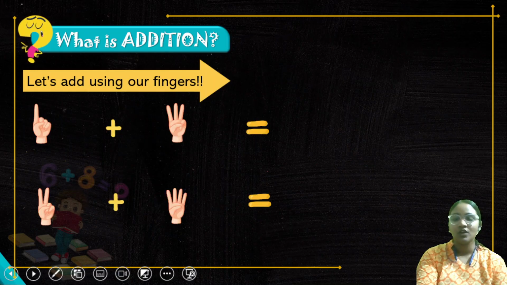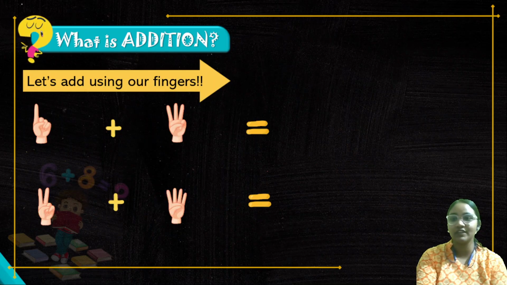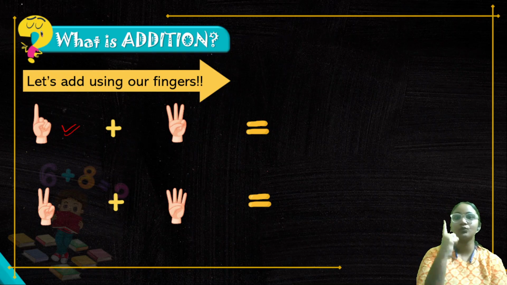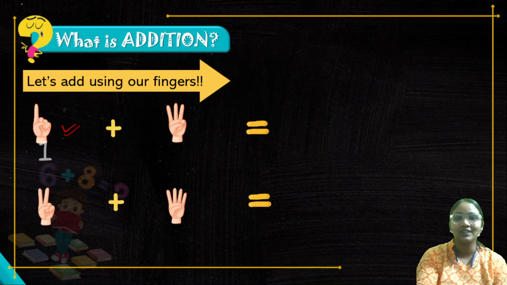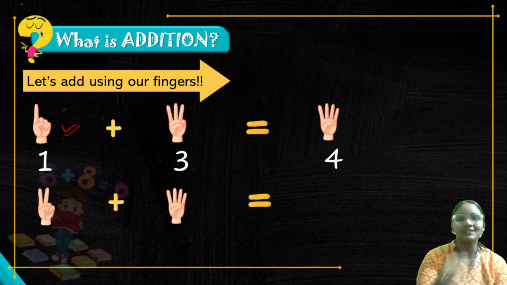Now let's see how we do it using the finger method, using our fingers. Okay, so can you see, students, how many fingers is this? One. Yes. If you take out one finger in one hand, and if you take out three fingers in the other hand and put them together, what are we doing? We are adding. How many fingers do we have all together? One, two, three, four. Four is going to be our answer, right? So this is one finger, this is three fingers, and we are going to get four fingers, right?